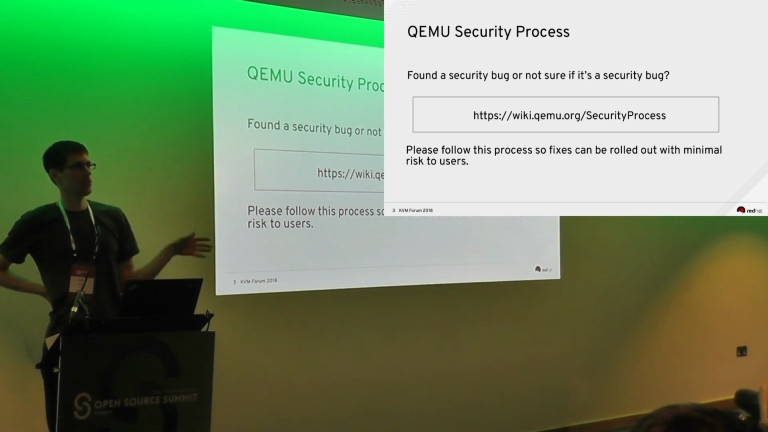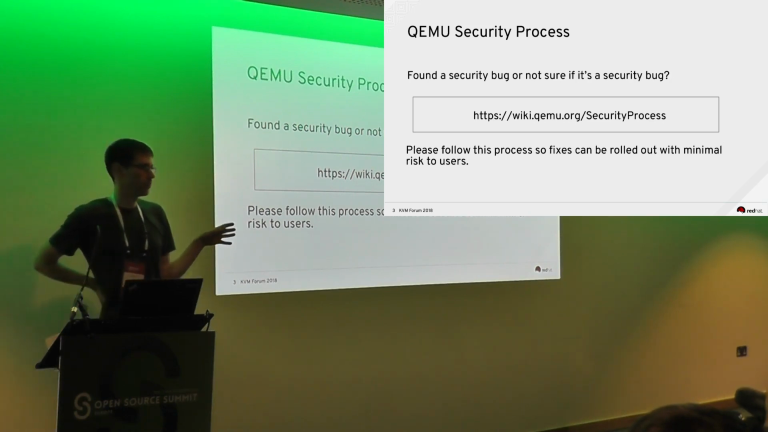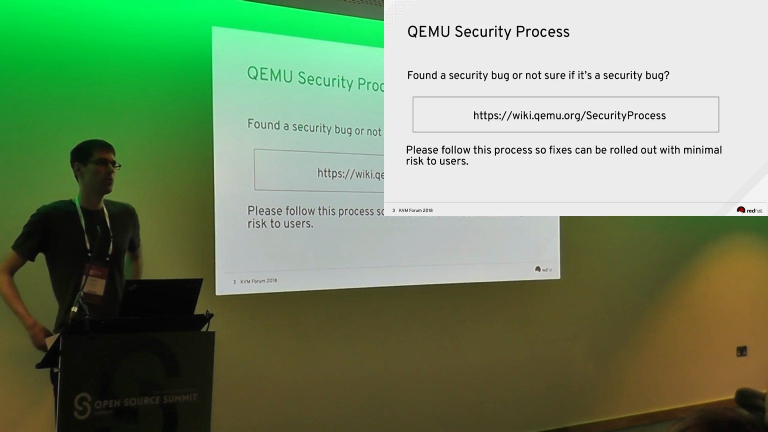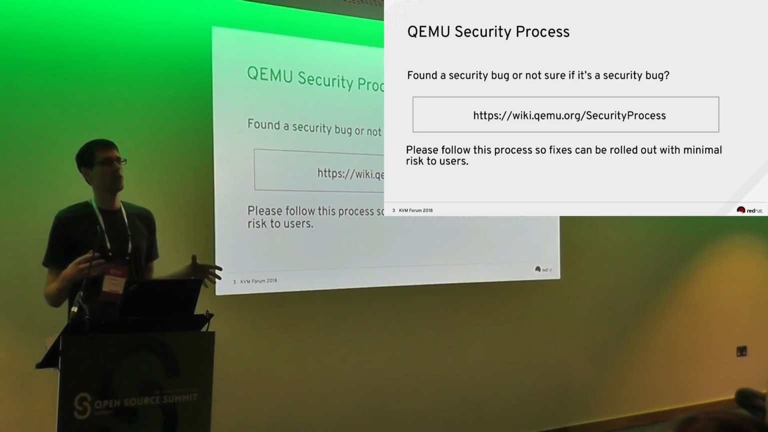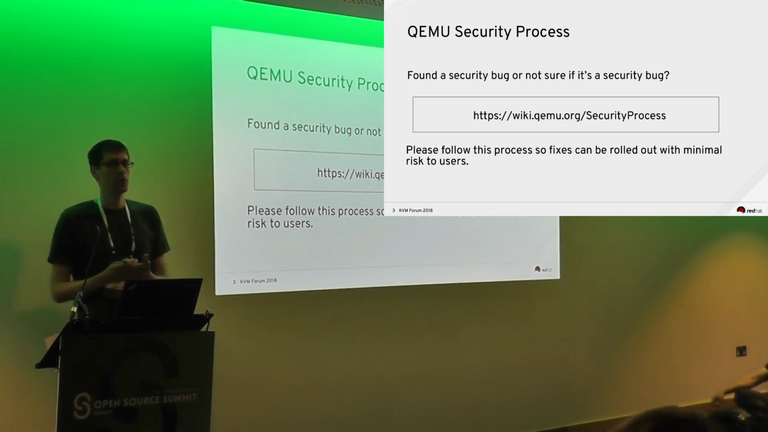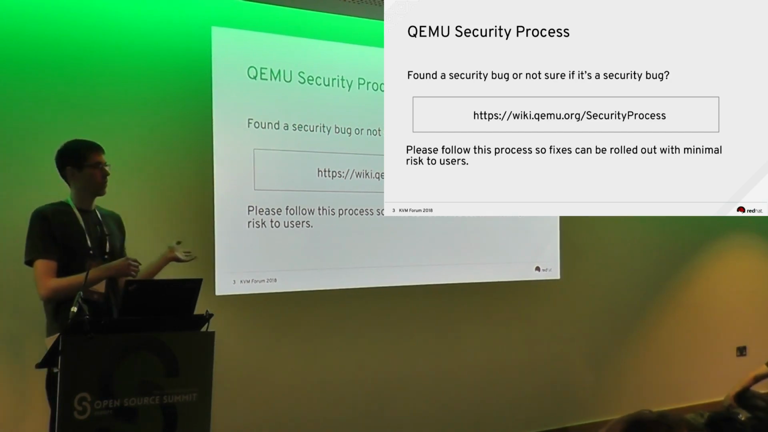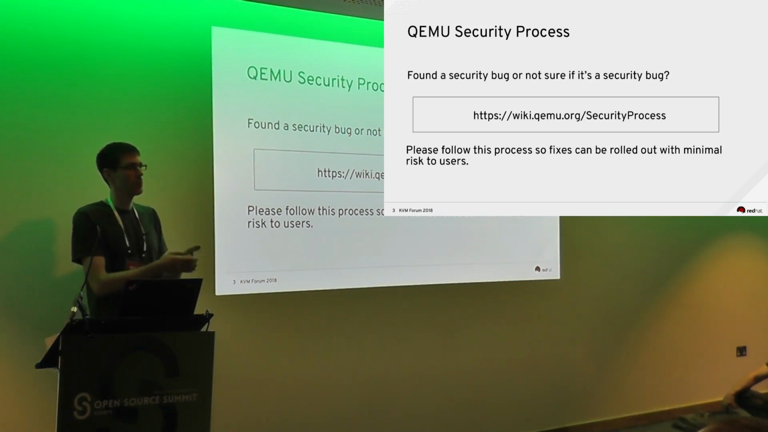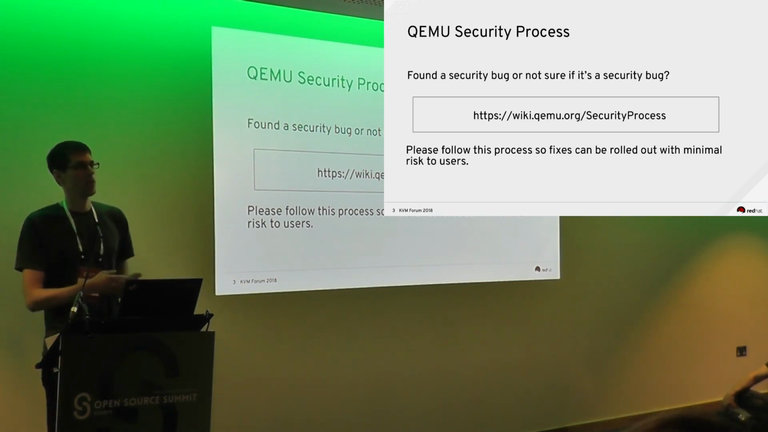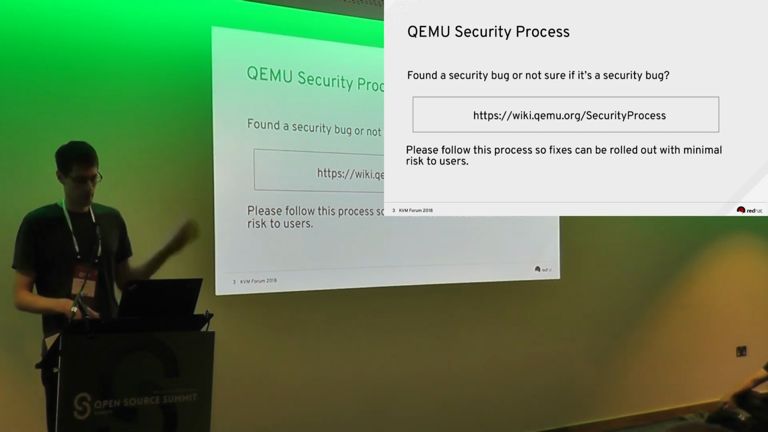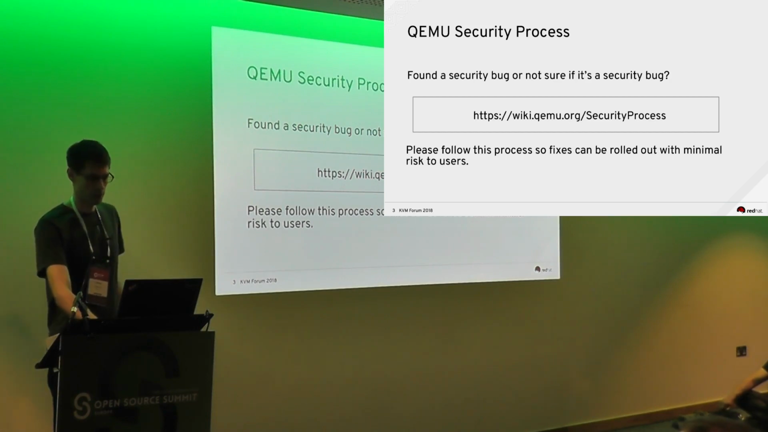So please follow this process if you discover bugs in the code and you want to report them. You can also use it if you find something in the code that looks suspicious, and you're not sure if it's really a security bug. So you can go through this process, and it means that you'll have someone to talk to, maybe the maintainer of the code, who can then help you figure out what's the severity of this, is this really a security issue? So that's the page to go to, and that's the thing to get started with.